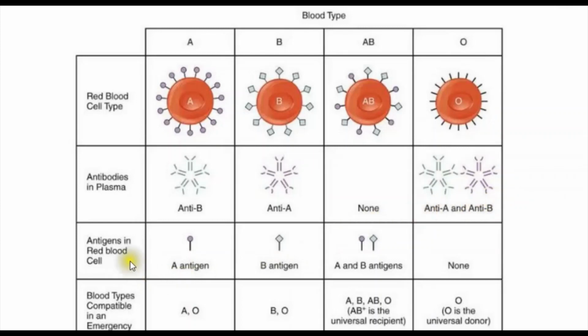Understand, children? Now you see here antigens in red blood cells. This indicates A antigen. This shows B antigen. Here both A and B are present. Here there is no antigen.